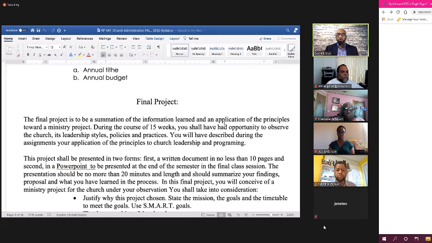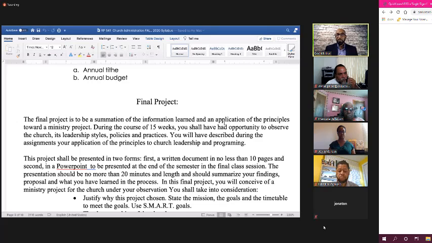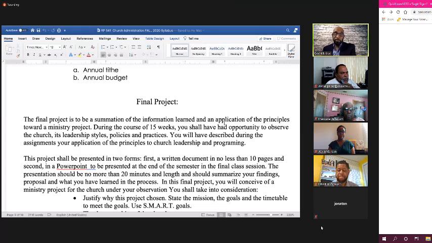You will have described, during the assignments that are given to you, your application of the principles to church leadership and church program. Each one of the assignments is asking you to assess something about the church in light of the presentation. So the lecture doesn't stand alone. The assignment that goes with the lecture requires you to go back to that church and think differently about that church. You say, well, listen, we talked about the four quadrants, which we will talk about today.